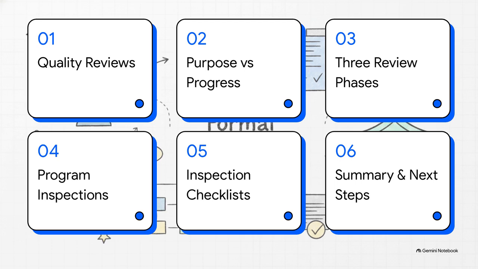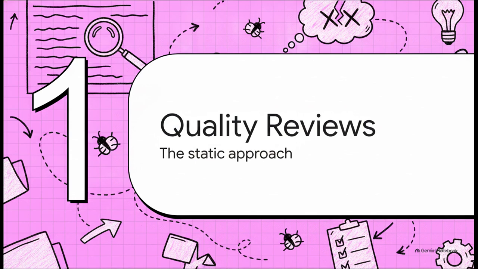Here is our roadmap for today's lecture. 1. Introduction to quality reviews. 2. Purpose versus progress reviews. 3. The 3 review phases. 4. Deep dive into program inspections. 5. Using inspection checklists. And finally, 6. Summary and next steps.